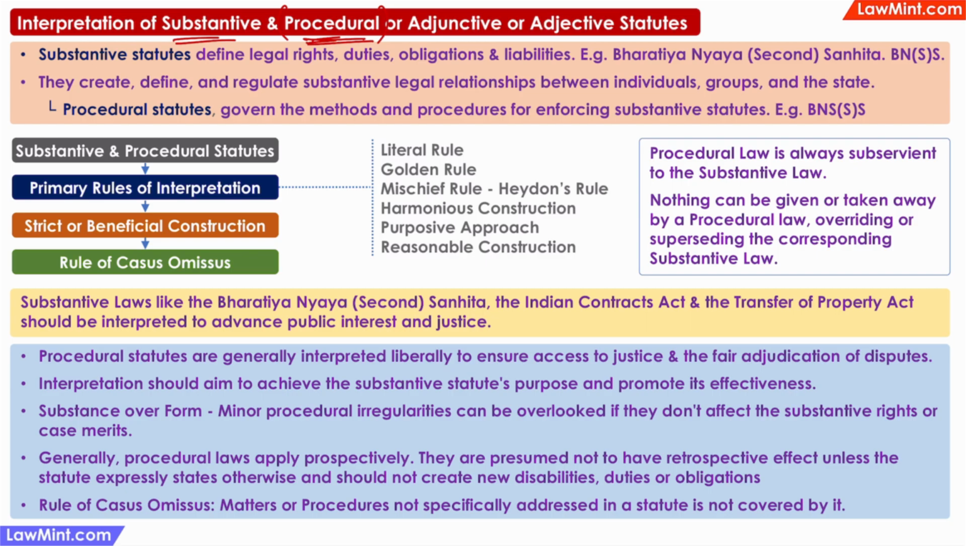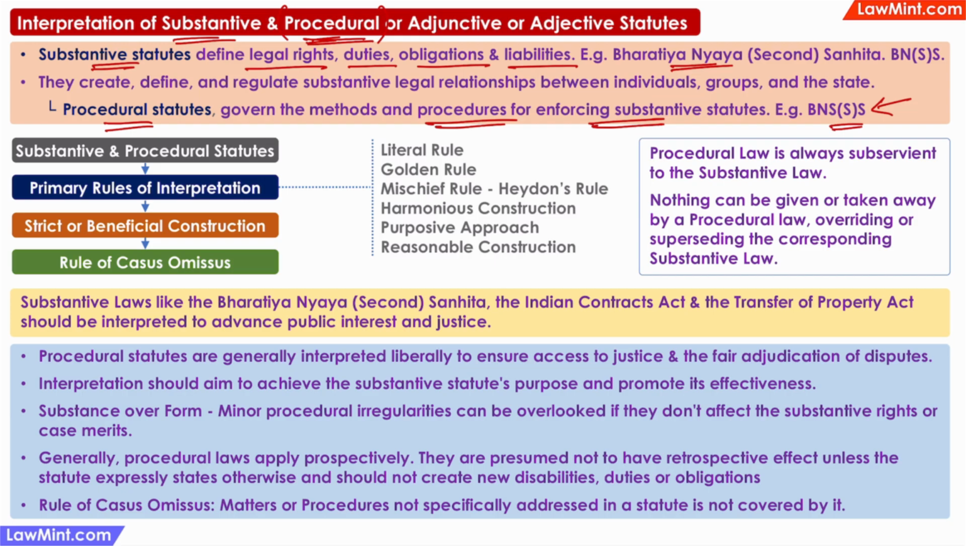First of all, there are substantive statutes which define legal rights, duties, obligations and liabilities. For example, the Bharatiya Nyaya Sanhita, the Indian Contracts Act and the Transfer of Property Act are all some examples of substantive statutes. Then come the procedural laws, and as the name itself indicates, they provide the procedures for implementing the substantive laws. For example, the Bharatiya Nagarik Suraksha Sanhita provides the procedures for implementing the Bharatiya Nyaya Sanhita.